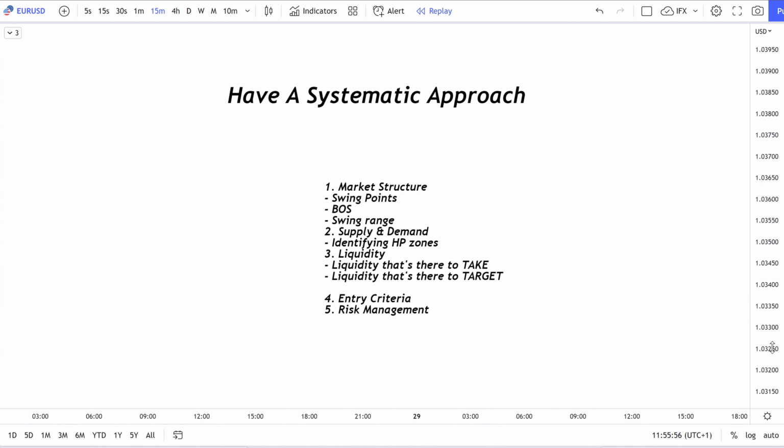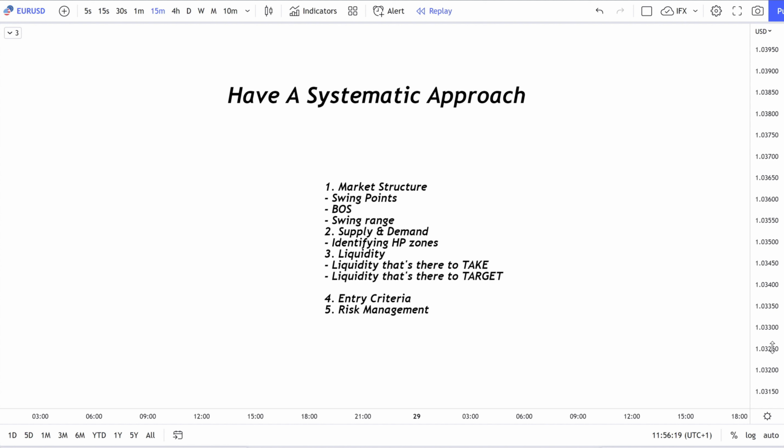So guys, let's just recap before finishing off. It's so important to have a systematic approach. Identify your market structure. Identify swing points. Has there been any breaks in market structure? Identify the swing range that you're working within, your discount, premium, etc. From then, build on that to identify your strong supply and demand zones.